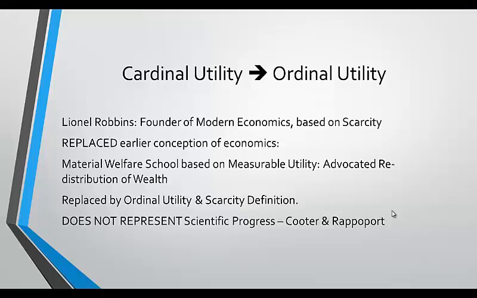So now the Cooter and Rappaport article is very interesting and important. Basically these authors study the change that took place when economic theory went from cardinal utility to ordinal utility, when the material welfare school was replaced by the scarcity school of thought of Lionel Robbins. And they say that this change did not represent scientific progress. So it was advertised as being progress, but actually it was a backwards move.